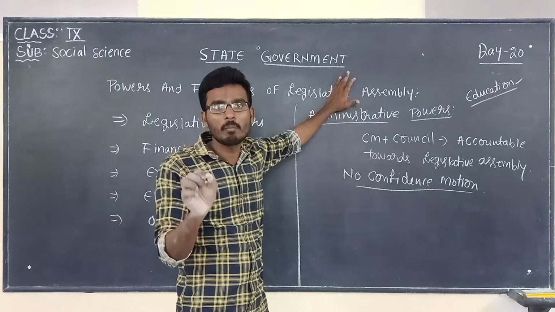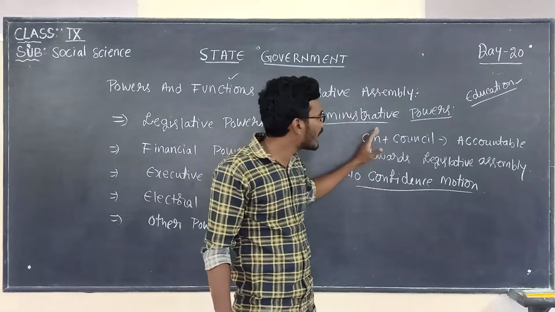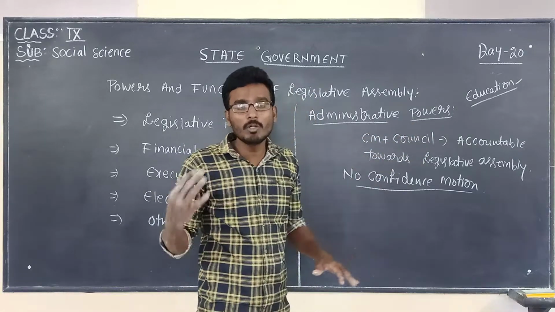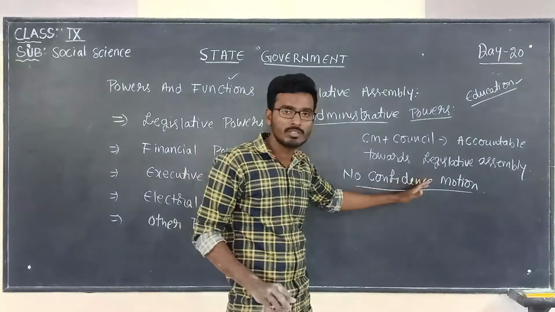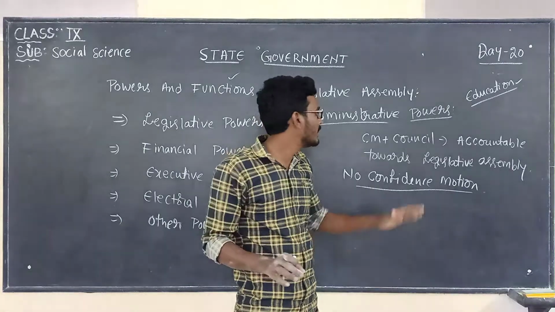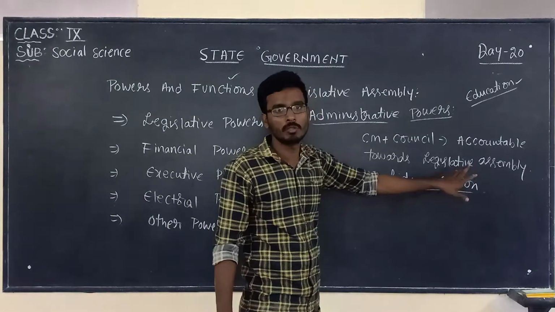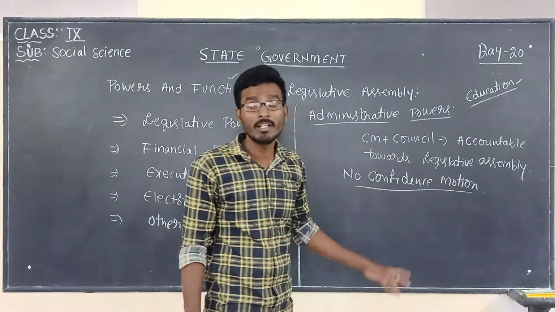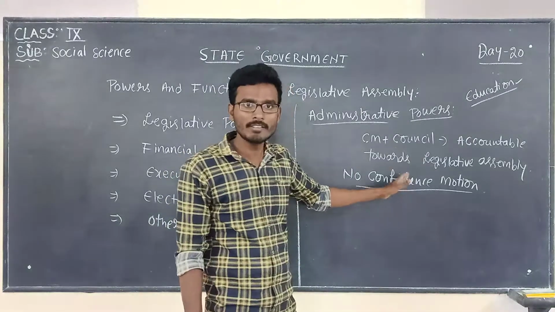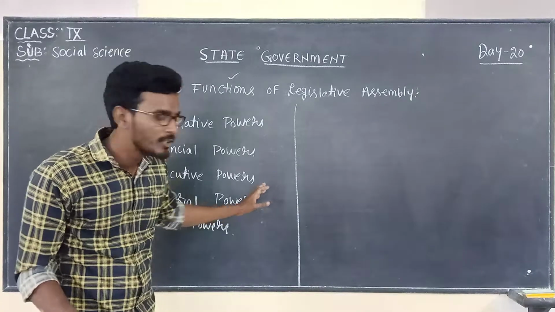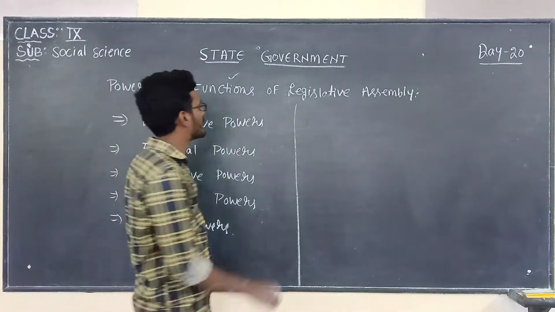One important key point you must remember in your mind: the Chief Minister and his council are able to enjoy their power only until they have confidence in the house. Once they lose their confidence, they have to resign from their positions through a no confidence motion. What is that? No confidence motion. We can also say floor test or no confidence motion. Now the next function of a legislative assembly, that is electoral powers.